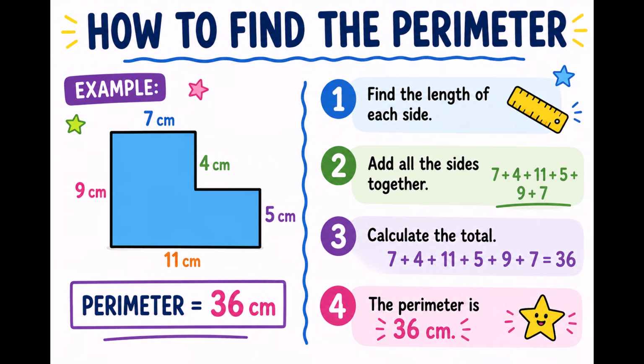This is how you find the perimeter of this object. This object shows us many different sides, many different lengths, and that is okay. Find the length of each side, add all the sides together, calculate the total, and this is how you find the perimeter, which in this case, is 36 centimeters.